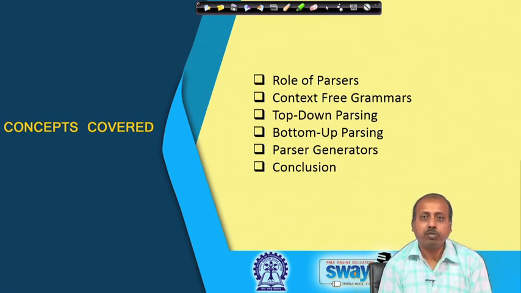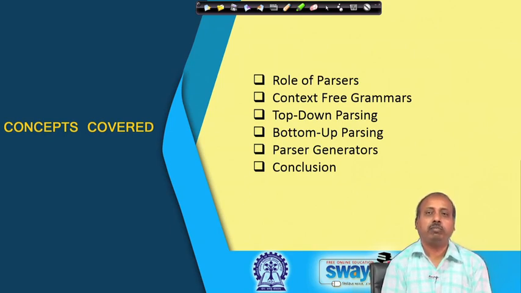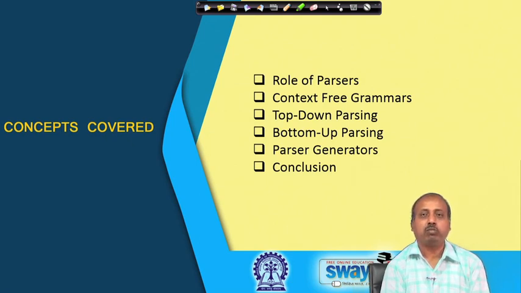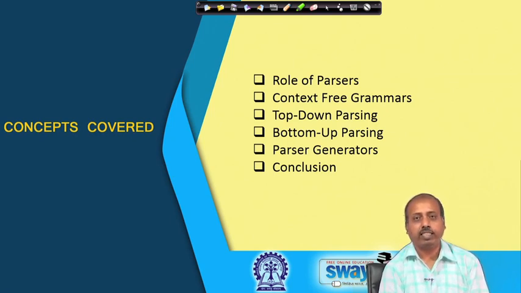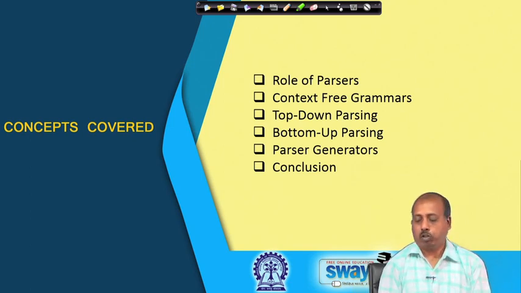Then there are different types of grammars. We will be discussing mostly context free grammars, because most of the programming language constructs belong to this category of grammars. Most programming language constructs can be specified by means of context free grammars. After introducing these grammars, we will be looking into two classes of parsing technique. The first class is known as top down parsing and the second class is known as bottom up parsing.